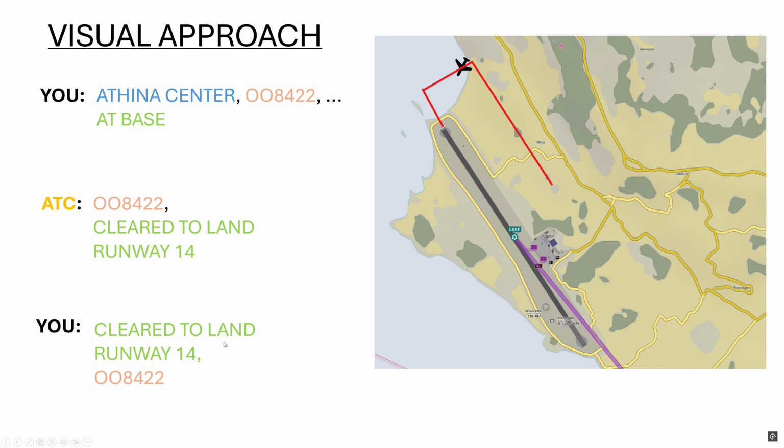And then at the end, you are taking a left turn on the base leg, and you would say, Athena Center, Oscar 842 at base. And then you will get landing clearance, Oscar 842, clear to land runway 14. And you confirm by saying, clear to land runway 14, Oscar 842. You take a last left turn and you land on runway 14.